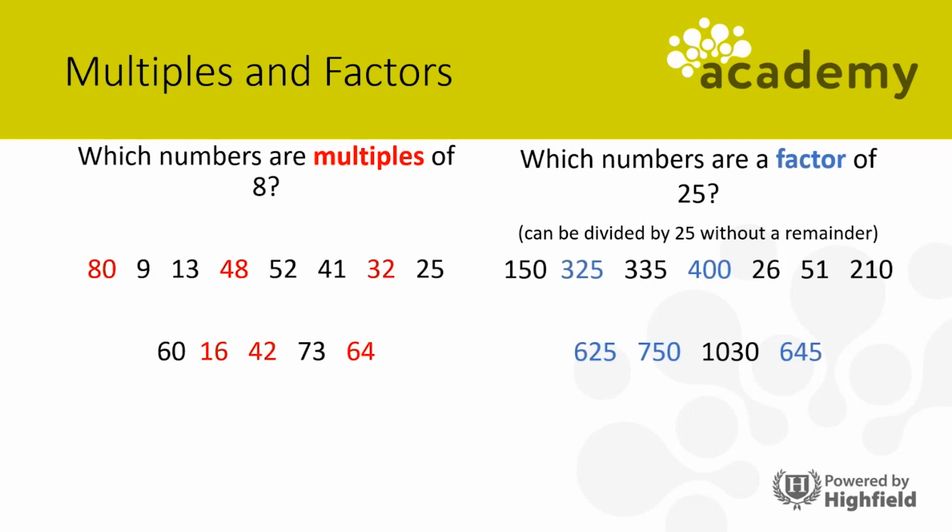So 80, 48, 32, 16, 42, and 64 are all multiples of 8. And 325, 400, 625, 750, 645 are all factors of 25.